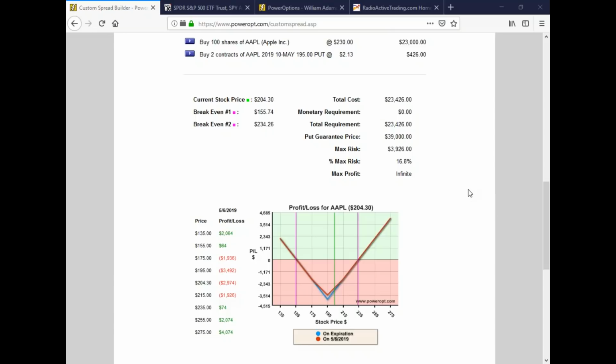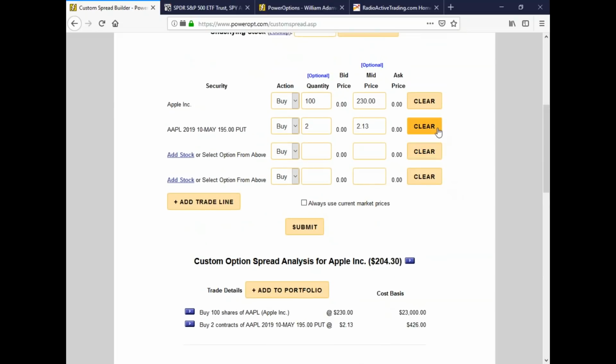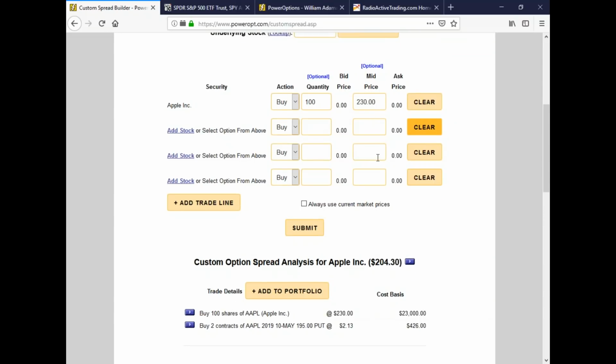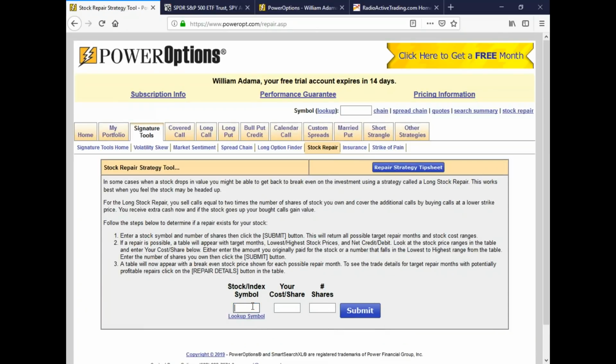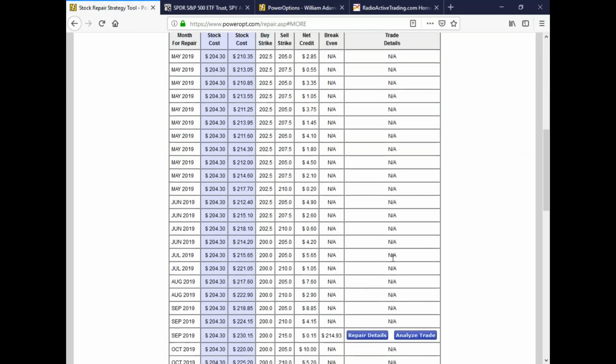Now, there's something that I wouldn't do. When someone contacts me, Ben, and says, Mike, how can I manage a position? I got stuck in at Apple at 230. It's at 204. I'm down 26 points, more than 10% from where the stock is now, but about equal to 10% from where I started. Well, we would talk about the signature tool there. We would talk about the stock repair tool, which builds ratio spread potential for you to help you get back to break even faster. All right, so we'd be doing a ratio call spread potentially. Let's do 100 shares.